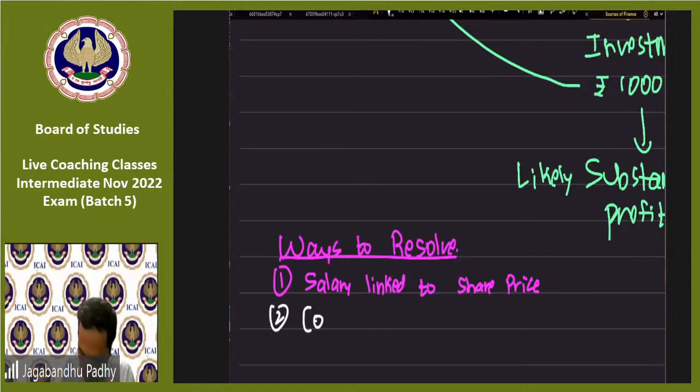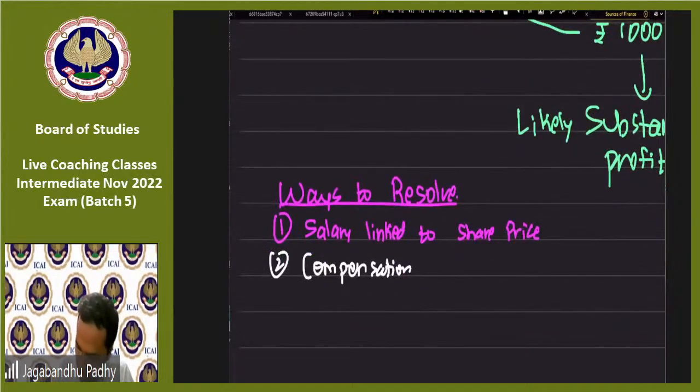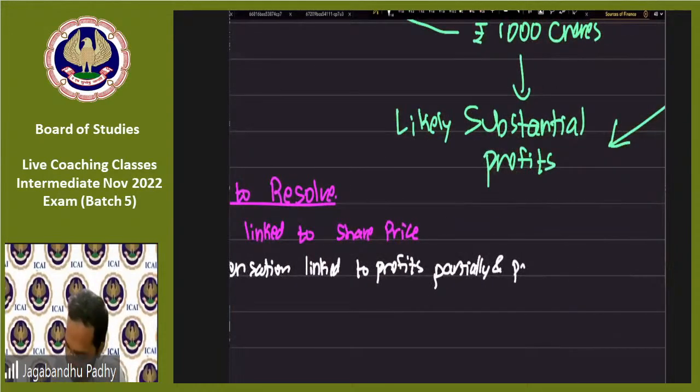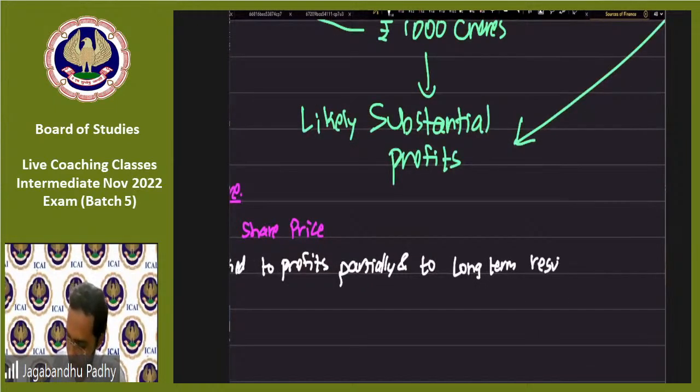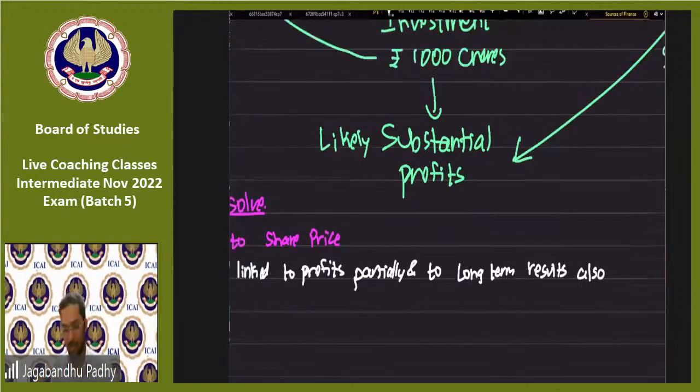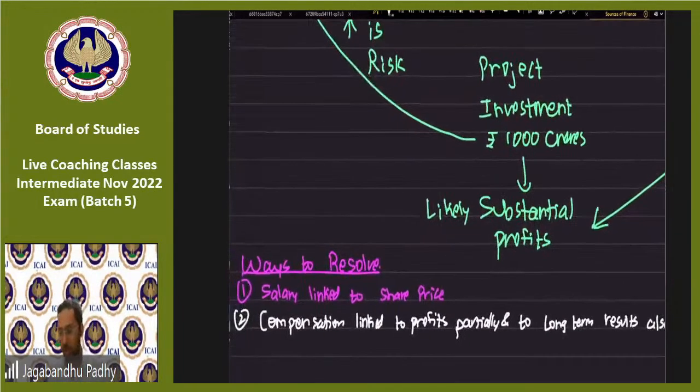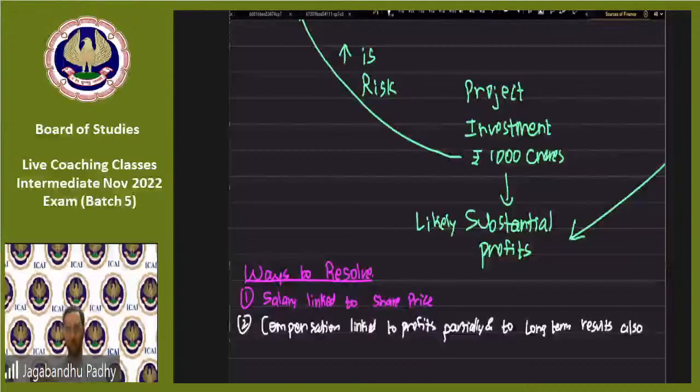Moreover, you can say compensation linked to profits partially and to long-term results also. So whatever compensation or salary we are going to pay is going to be linked to the current profits, and then involving your employees in your decision making, making them part owners of your business, right?